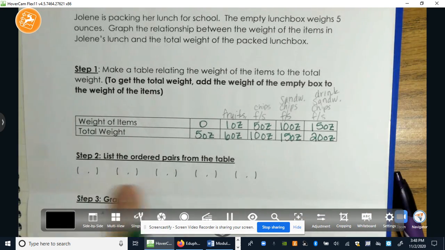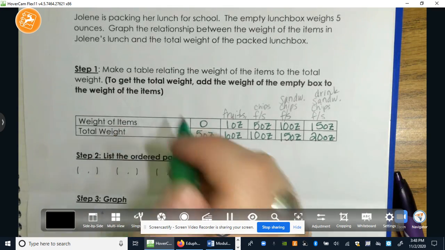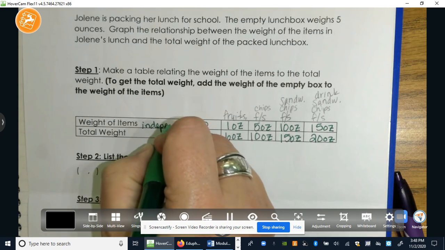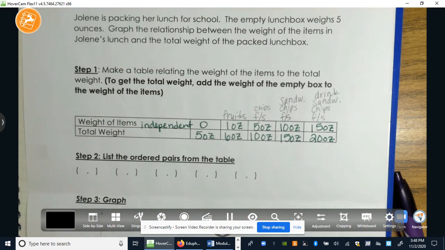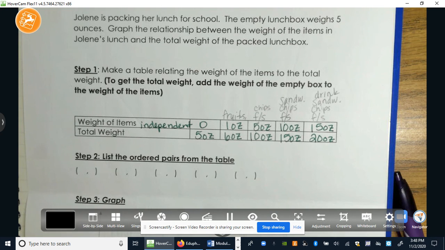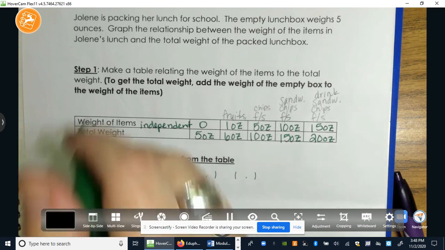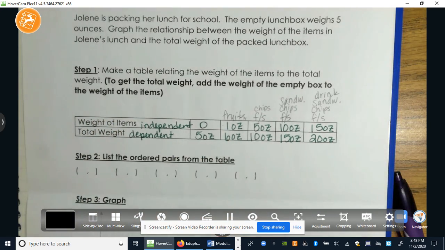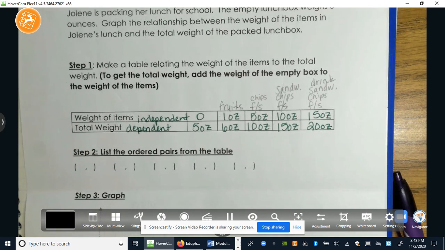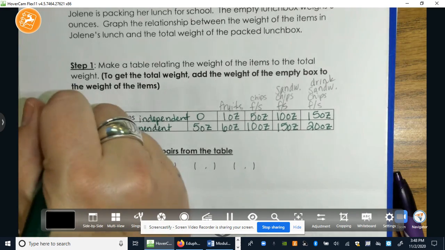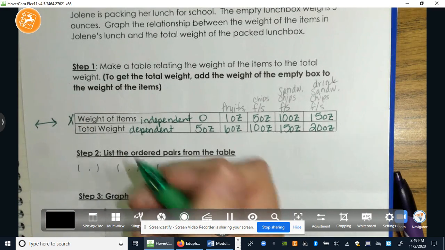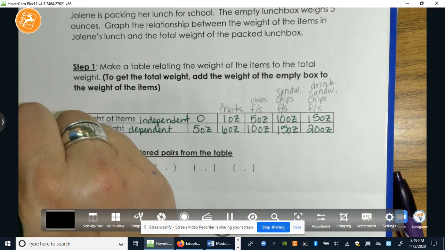So each of these items then will become an ordered pair. Your weight of the items is your independent variable. I want you to put independent, I-N-D-E-P-E-N-D-E-N-T. Do you know what that means? Okay. And then your total weight depends on how much you put in. So this is what we call our dependent. Okay. So our independent variable will always be X. And X always runs left and right. The total weight is dependent, which is your Y-axis, which goes up and down.